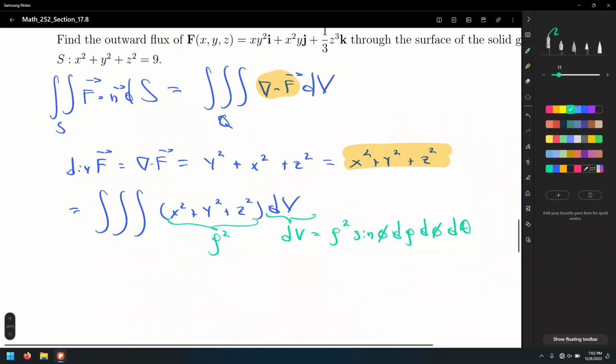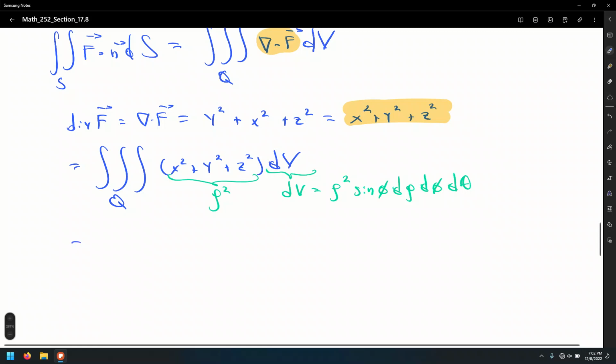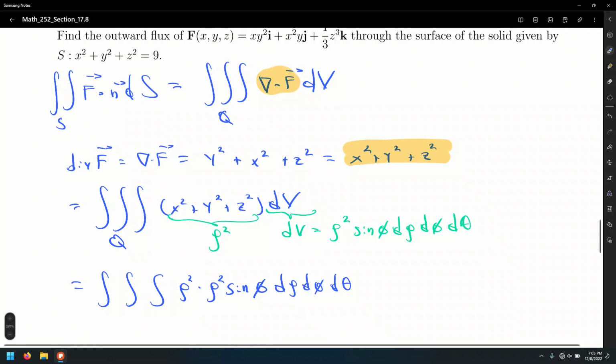So let's go about it. That's over Q. Let's write the limits of integration. In this case, that's going to be rho squared times rho squared sine phi d rho d phi d theta. Let's look at the first limit of integration. That's for rho. In this case we have a sphere, and what's the radius of the sphere? 3, so that varies between 0 and 3.